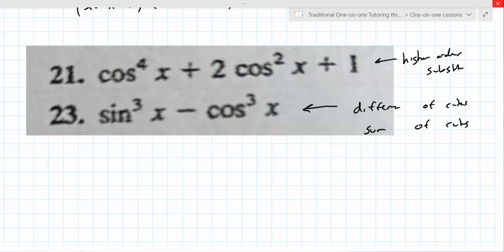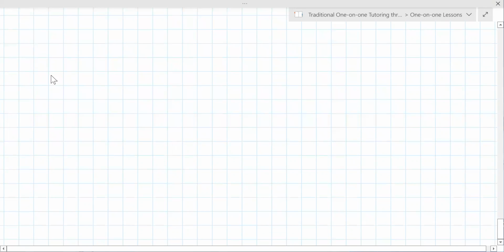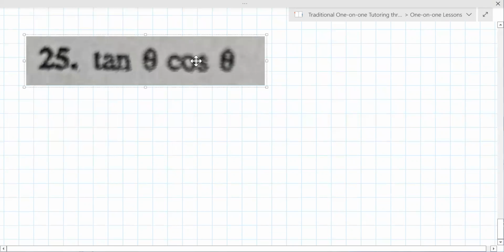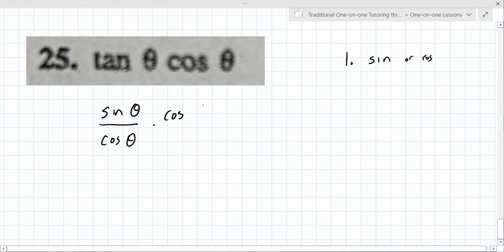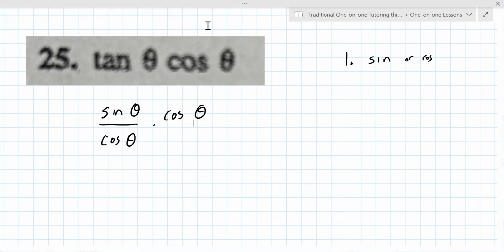So I'm going to move on to 25, if that's okay. Yeah, that's good. All right, so your very first strategy when you're simplifying these things is to always turn everything into sine or cosine if you can. What is tangent in terms of sine and cosine? That'd be sine theta over cosine theta. Good. And then the one on the right is already in terms of sine and cosine. And then you're really looking for cancellations or things that reduce along the way. Does anything stand out to you here?